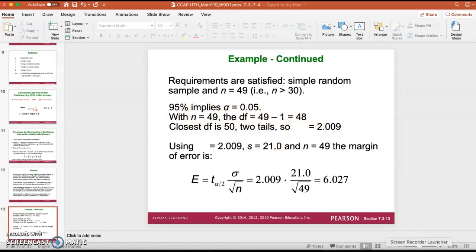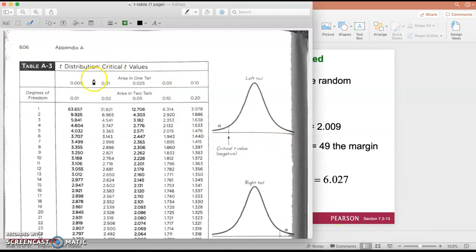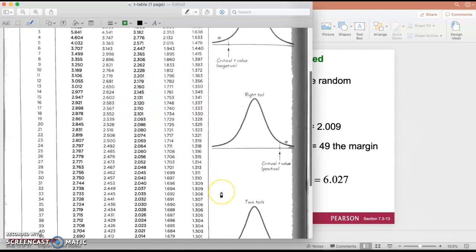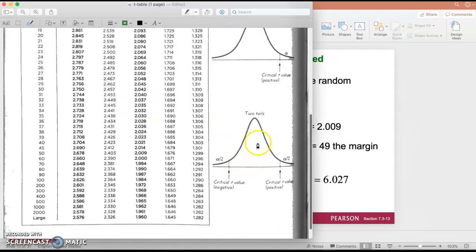Now, when we actually take a look at the t-table, so this is what the t-table looks like, and you can look in whichever column you need, depending on if you're looking at the area in one tail or the area in two tails. For confidence intervals, we're always going to look in this area in two tails, because when we're finding our confidence interval, we're looking for that middle percentage is where we're saying that our confidence interval will end up at.